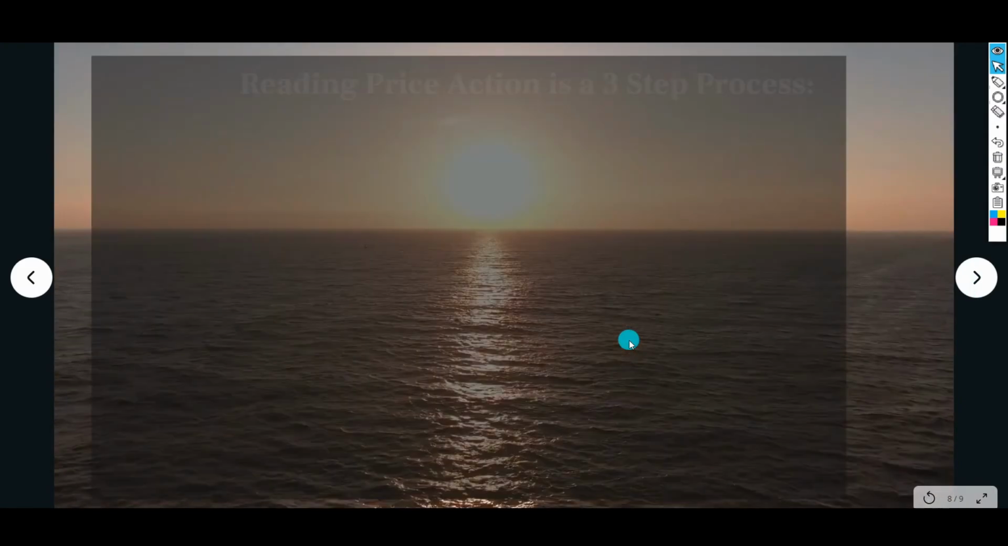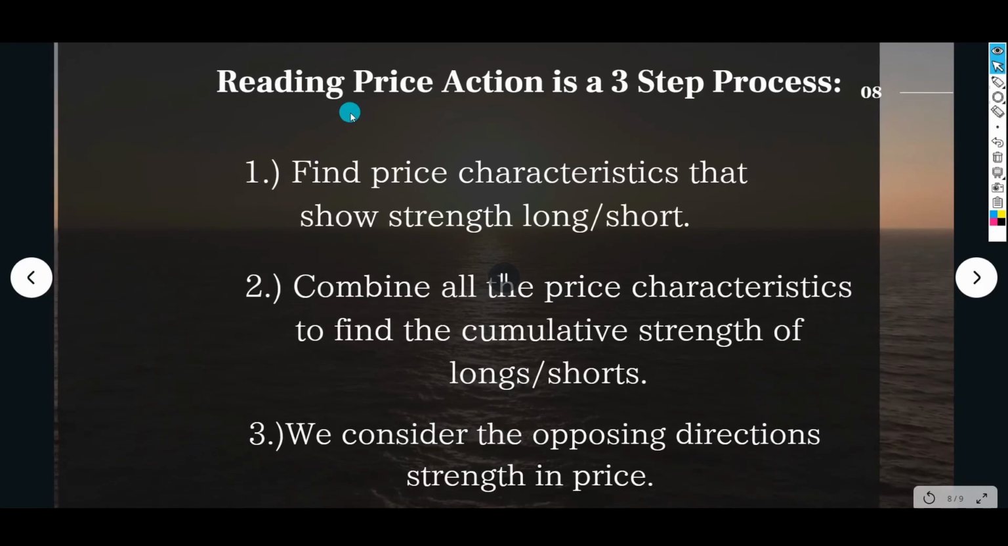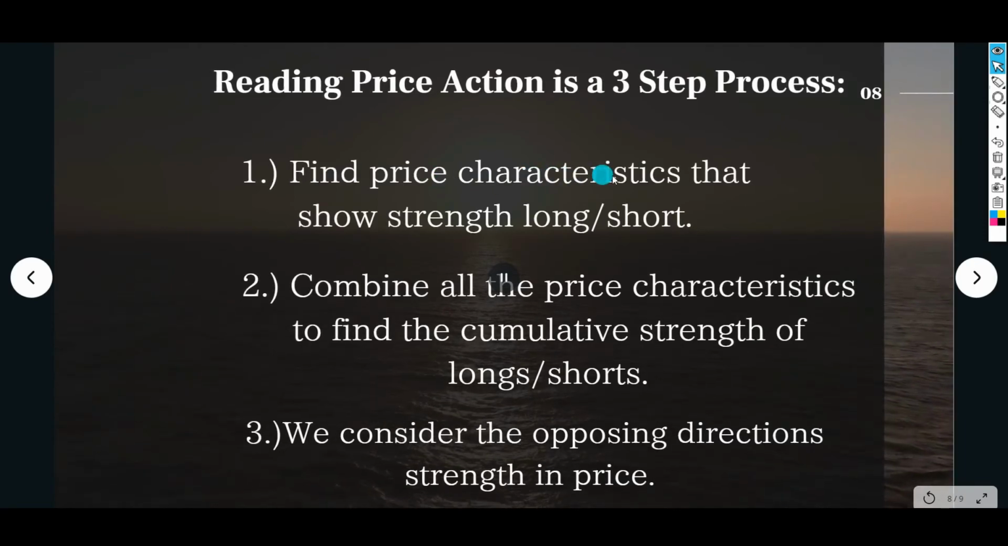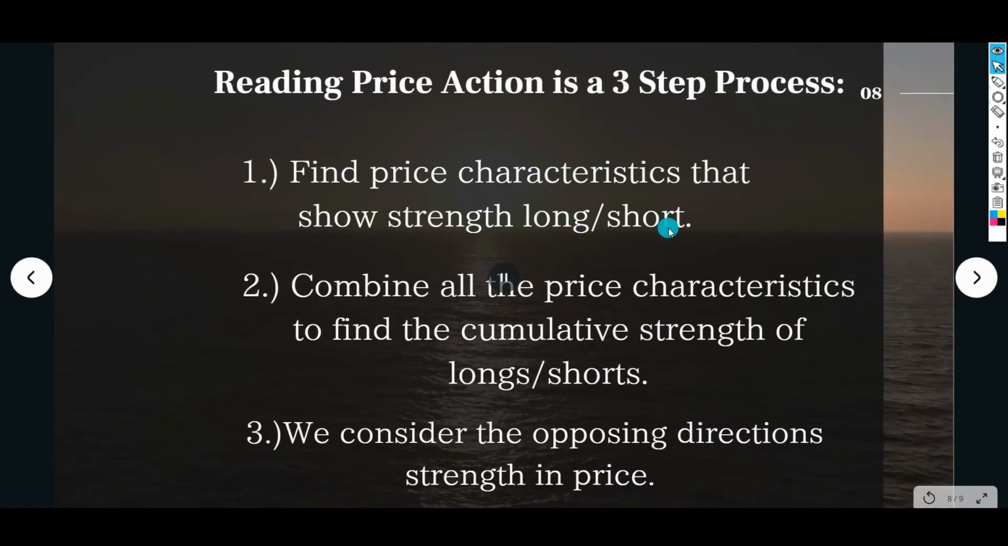So let's keep going. Reading price action is a 3-step process. Number 1, we find price characteristics that show strength long or short. Those are individual characteristics, like head and shoulders or engulfing patterns, support and resistance. Then number 2, we combine all the price characteristics to find the cumulative strength of the longs or shorts. So if there's a double top and a harami, we have to combine those two strengths to get the total real strength of the shorts.